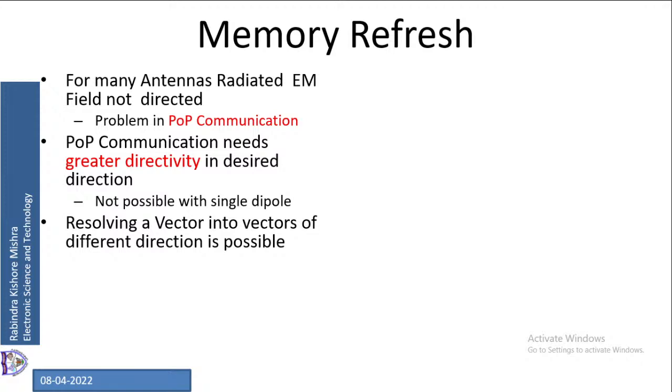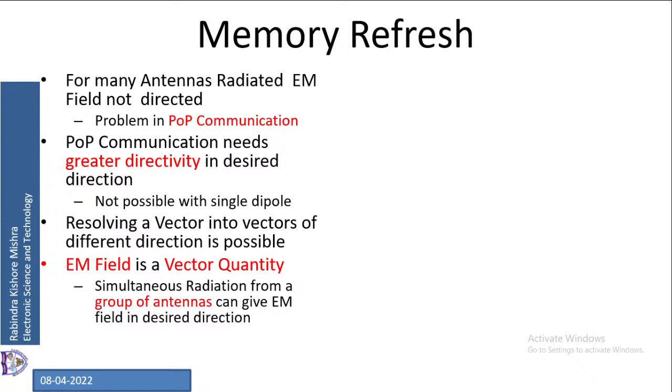That is possible. That is a vector property. Any vector can be resolved into many other vectors. Each vector has its own direction, so that can be resolved into different directions. Electromagnetic field is a vector quantity that we know. Since electromagnetic field is a vector quantity, simultaneous radiation from a group of antennas is the array antenna.